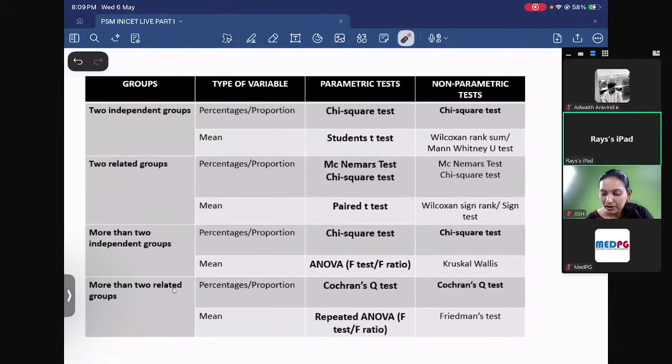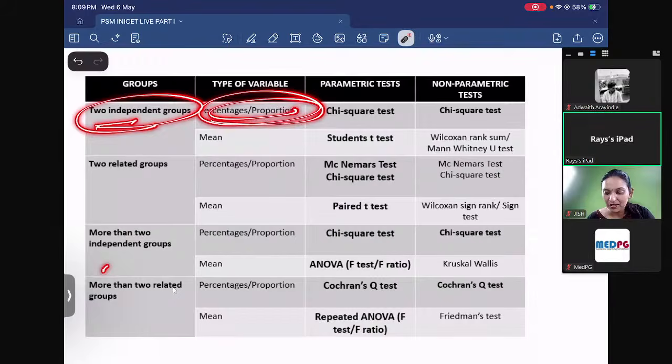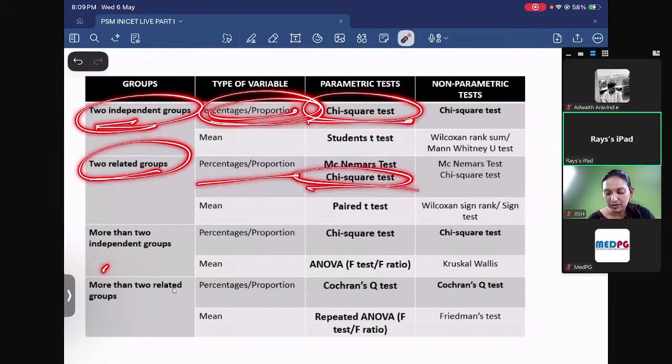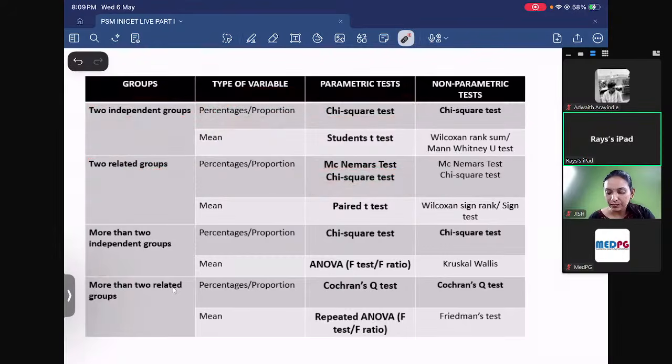So here, if you have two groups or more than two groups, two independent groups, if it is P, percentage, go for chi-square test. Again, two related groups also percentage, you go for chi-square test. And if it is two groups, mean, MT, go for t-test. If it is related, it becomes a paired t-test. If it's unrelated, it becomes an unpaired t-test, also called student t-test. Unpaired t-test is student t-test.